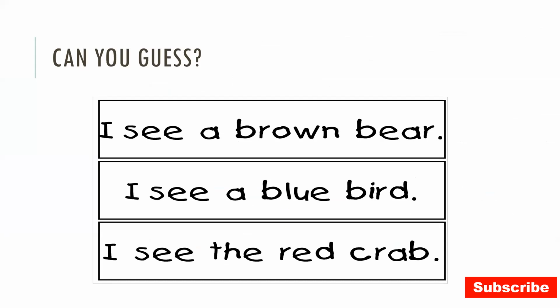Can you guess here what is a verb from these examples? I see a brown bear. I see a blue bird. I see the red crab. Can you pick out the verb? So for your easiness, I would like to tell you here that the word see is a verb, as it is an action verb, it is doing something. Like someone is actually looking at a brown bear. Someone is seeing a brown bear. All right. So the word see here basically means verb.